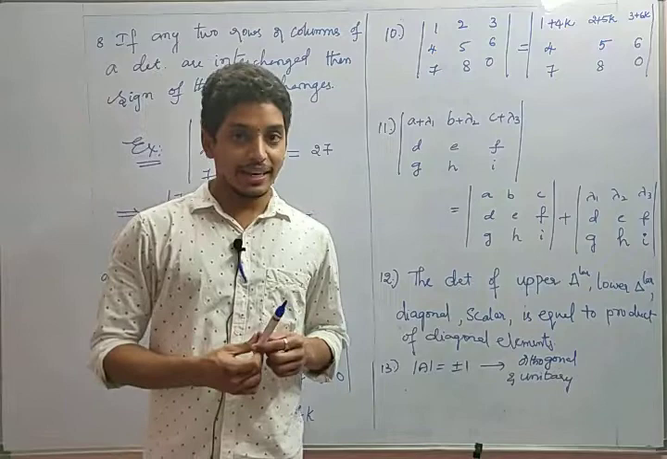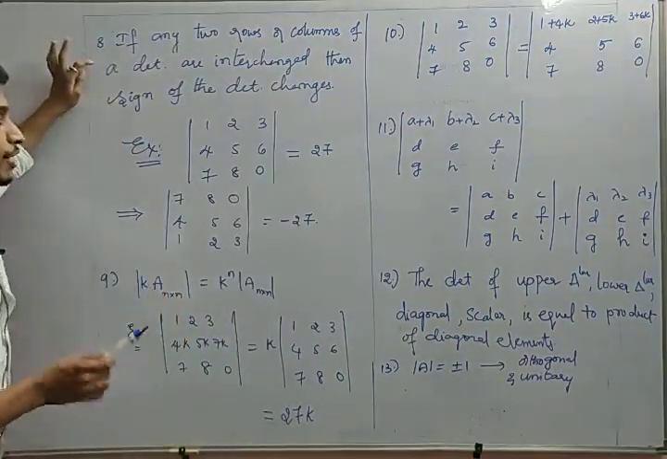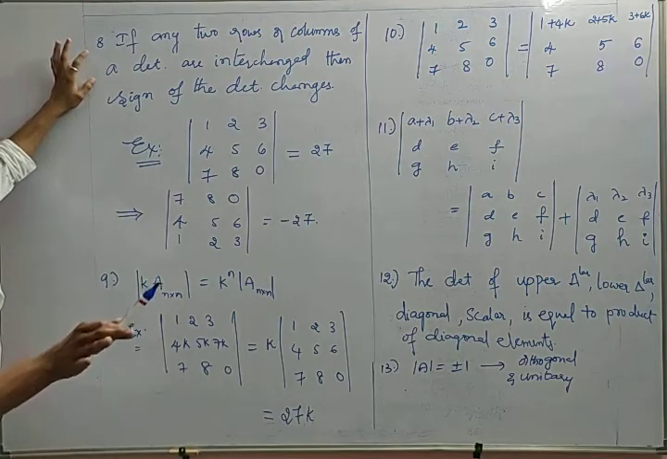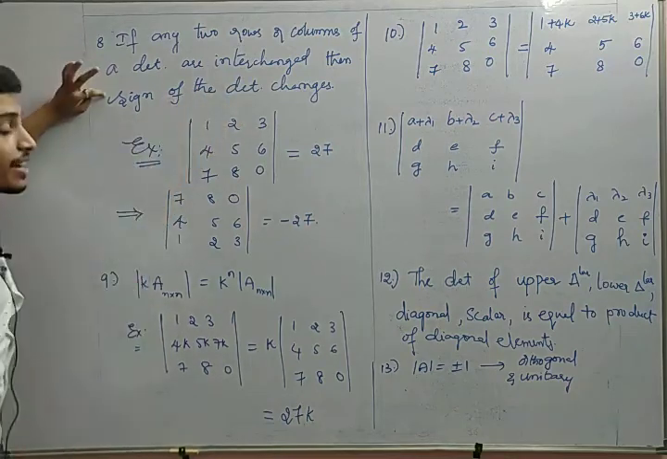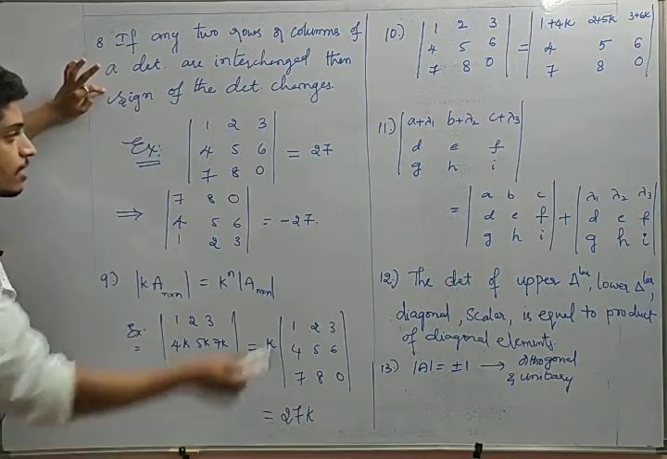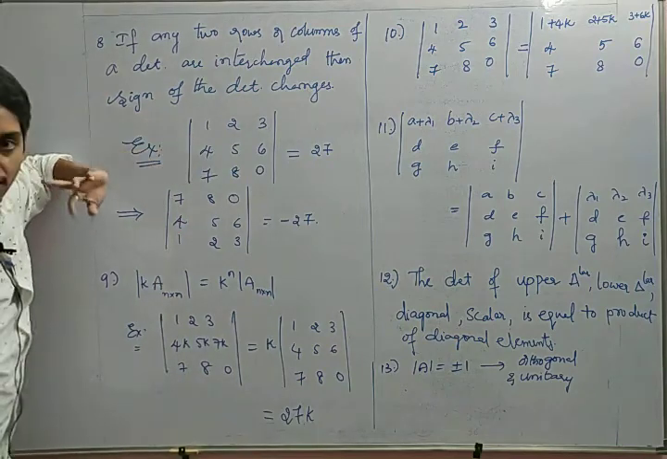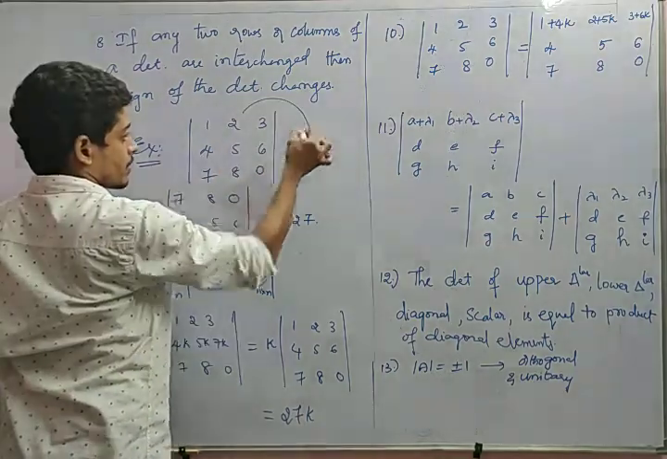Okay, now let us see. If any 2 rows or columns of a determinant are interchanged, then the sign of the determinant changes. Listen carefully. If any 2 rows or columns of a determinant are interchanged, then the sign of the determinant changes. In the sense, look at the example. Determinant 1, 2, 3, 4, 5, 6, 7, 8, 0. Am I right? So what is the determinant of this? If we calculate, we will get 27.